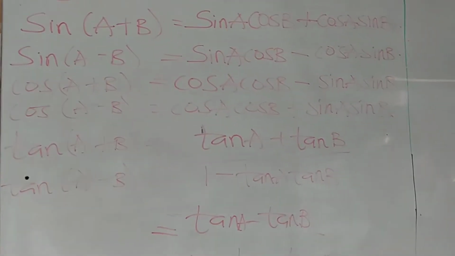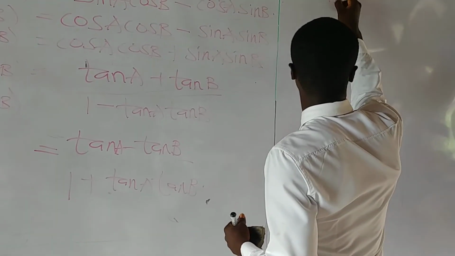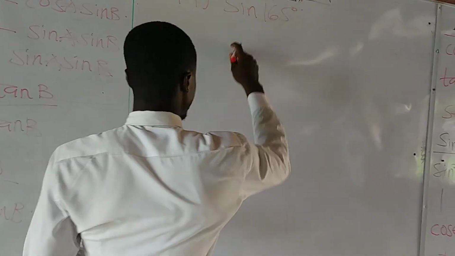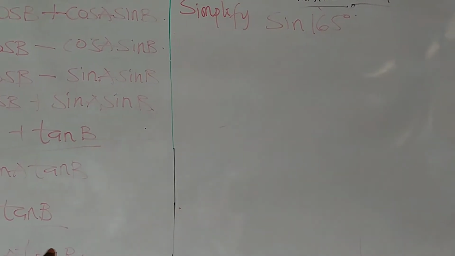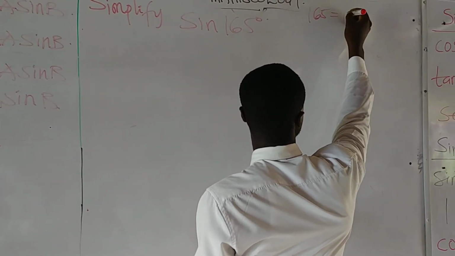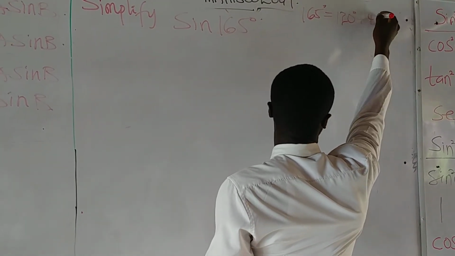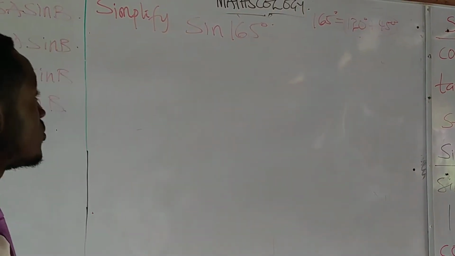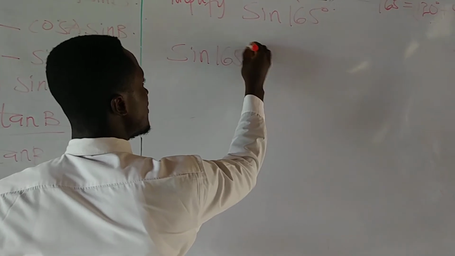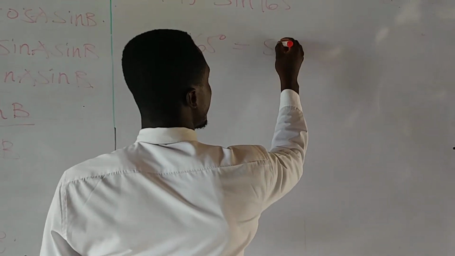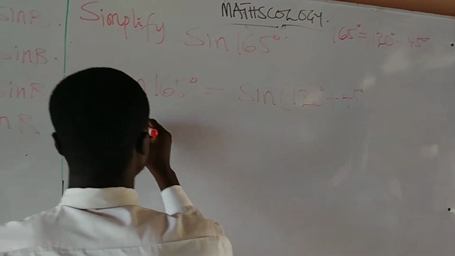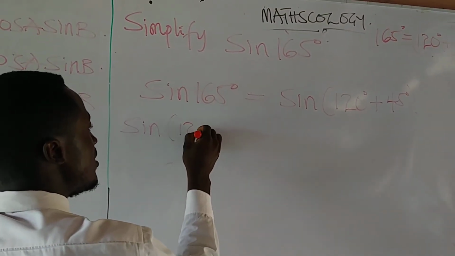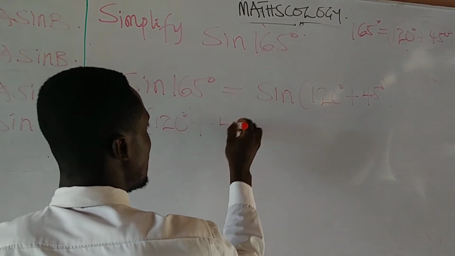Now let's look at this question. We have to simplify sine 165 degrees. Then you have to express sine 165 in this form. So remember that 165 is the same as 120 degrees plus 45 degrees. So sine 165 degrees can be expressed as sine of 120 degrees plus 45 degrees.